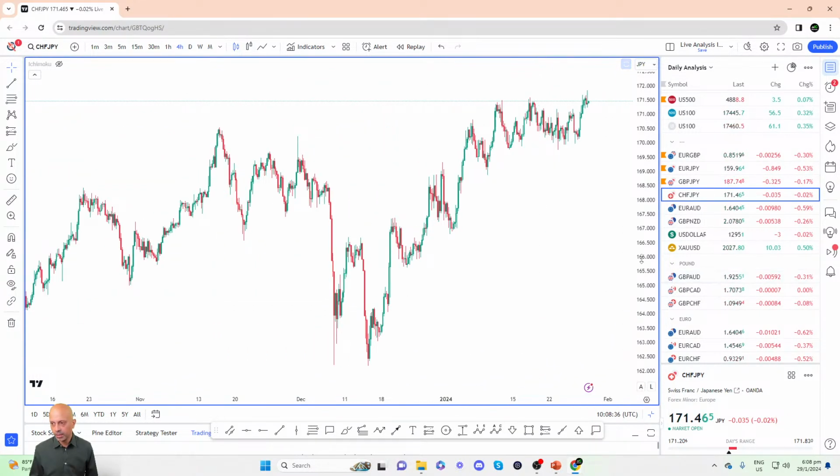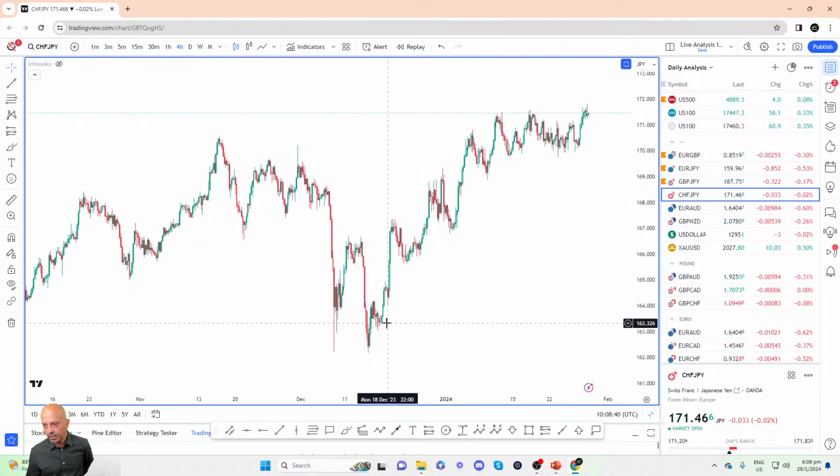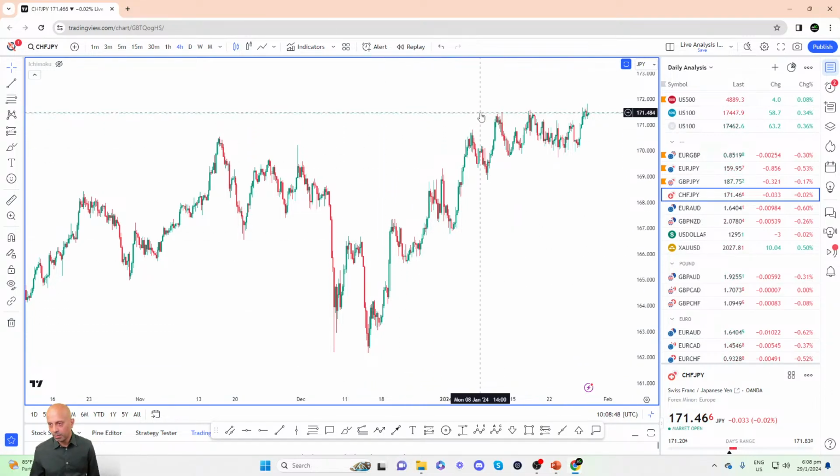All right, so similarly for Swiss franc, Japanese yen, or franc yen, we see since 15 December this currency pair exhibiting a strong bullish momentum. But it found resistance around 171.50 on 11th of Jan of this year, as well as 17th of Jan, and has been consolidating between 169.80 and about 171.50 over the last 10 trading days or so.